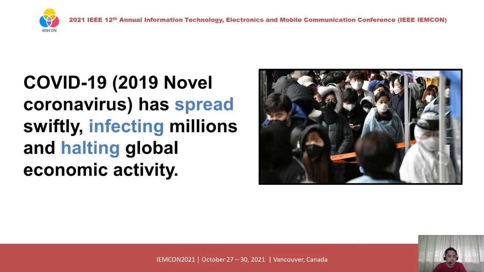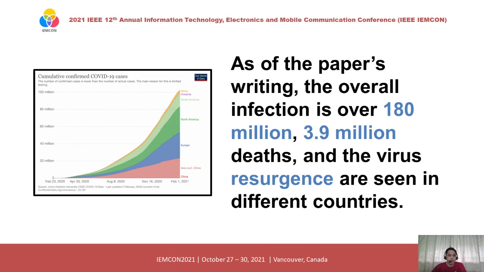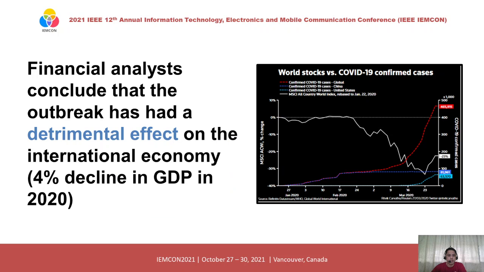For the introduction, COVID-19, or the 2019 novel coronavirus, has spread swiftly. It has infected millions and halted global economic activity. As of the paper's writing, the overall infection is over 180 million with 3.9 million deaths, maybe more at present. And the virus is seen resurging in different parts of the world and in different countries.